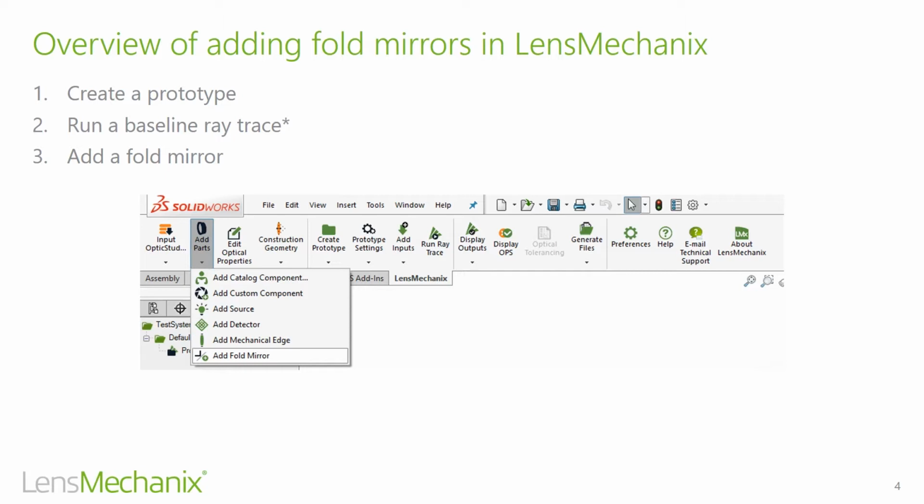With the information collected from this ray trace, LensMechanix will be able to know in what order the optical components interact with light from the source. This will give the best overall experience because some of the automatic functionality will be employed when using the fold mirror tool. Once a prototype is created, the Add Fold Mirror tool option will appear in the Add Parts submenu of the command manager.